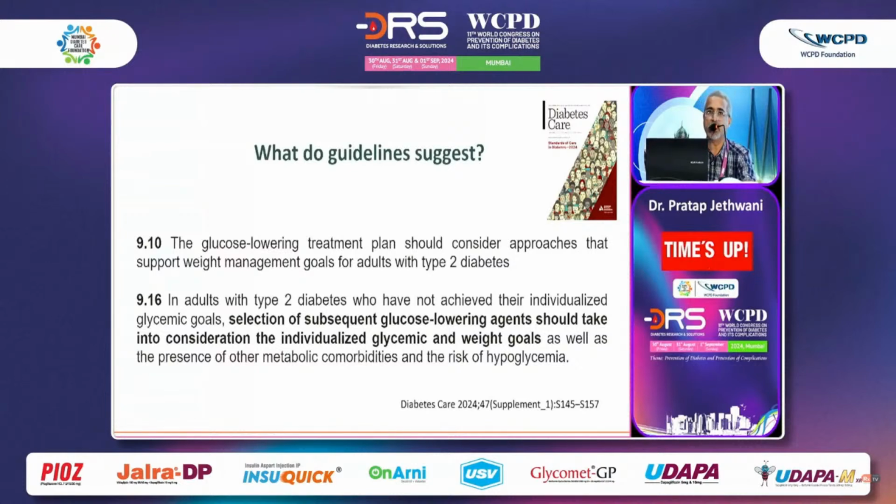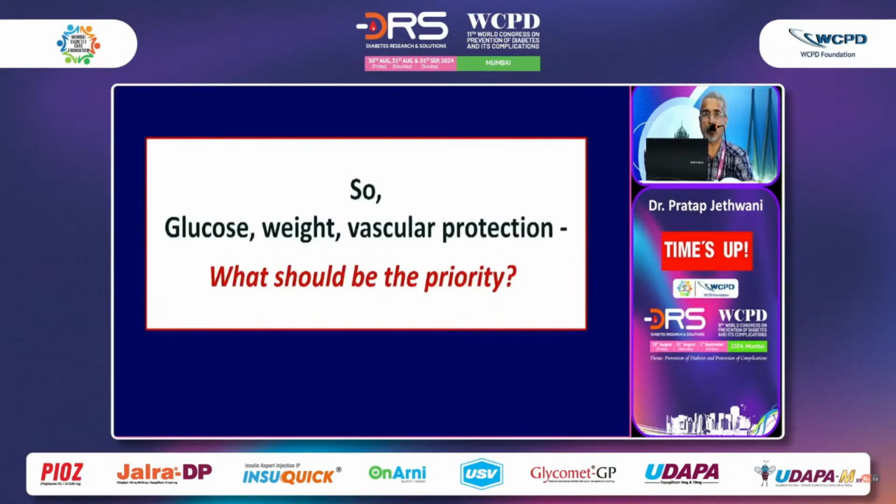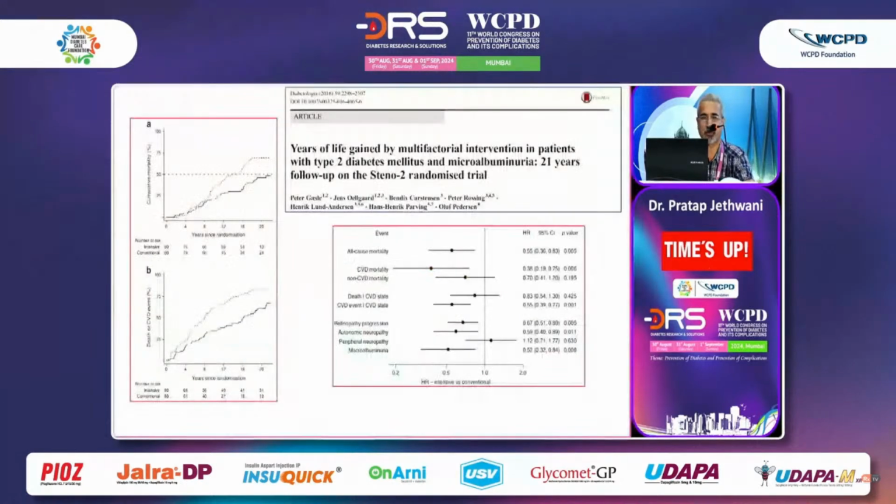So now the weight has come into picture because now we have got good agents to target weight also in addition to glucose control. So this is the ADA algorithm which says that if weight is important, then you have to use various GLP-1 analogs. And if intermediate weight loss is required, then SGLT2 inhibitors. So I have touched upon all the three aspects: glucose, weight, and vascular protection. What should be the priority?